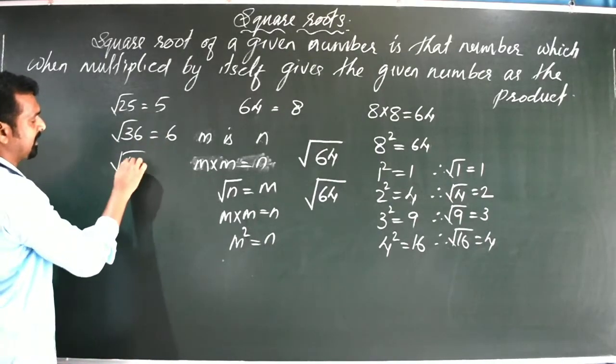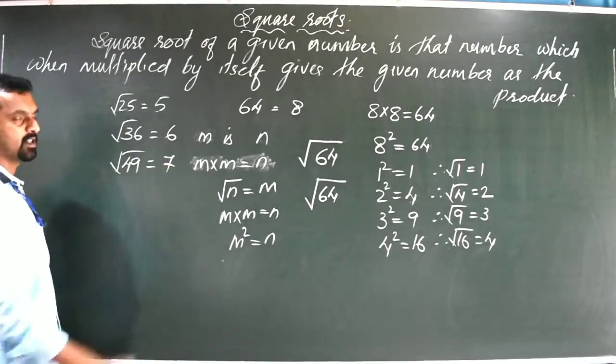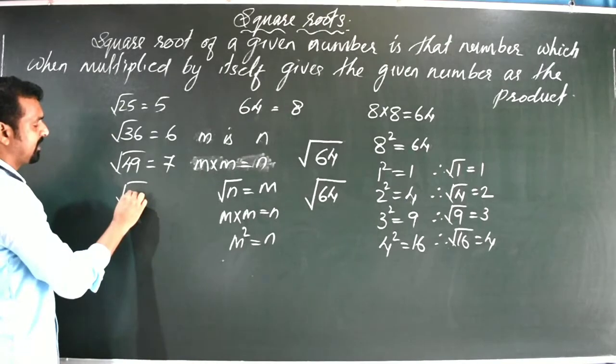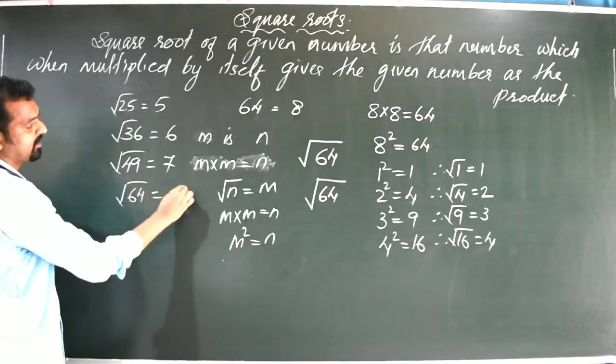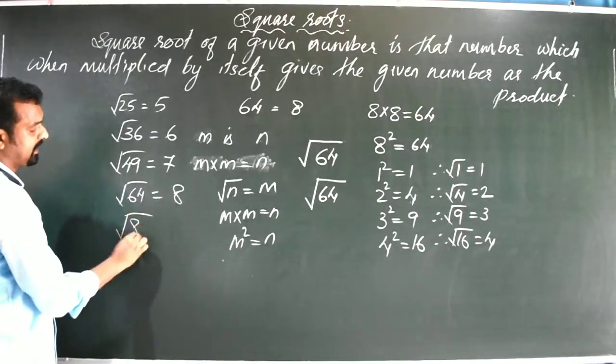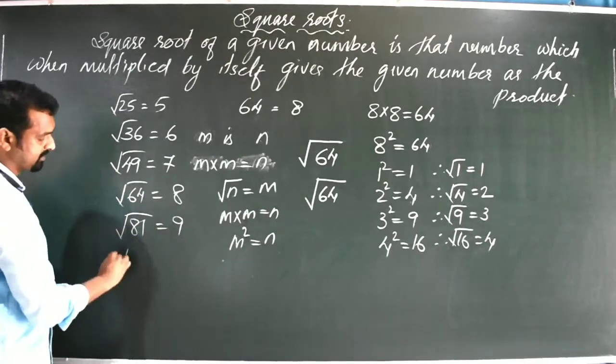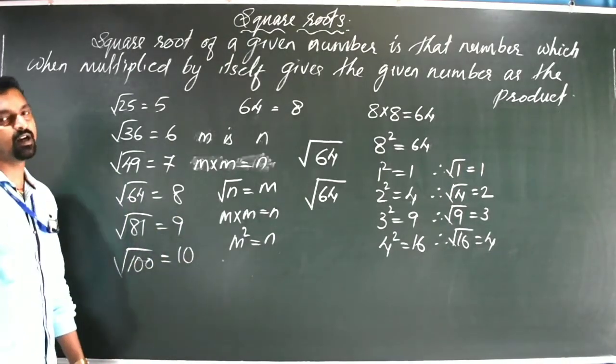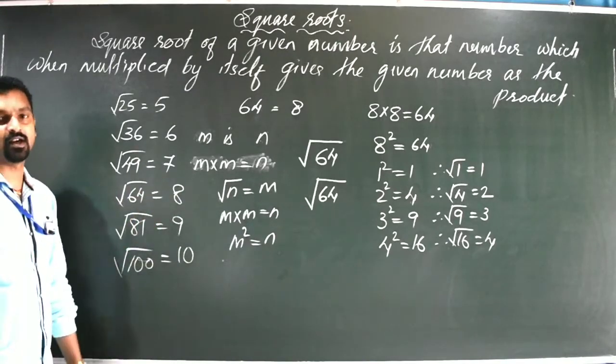Square root of 49 is equal to 7. 7 sevens are 49. Then square root of 64 is equal to 8. Square root of 81 is equal to 9. Square root of 100 is equal to 10. Okay, that much only. Square root.